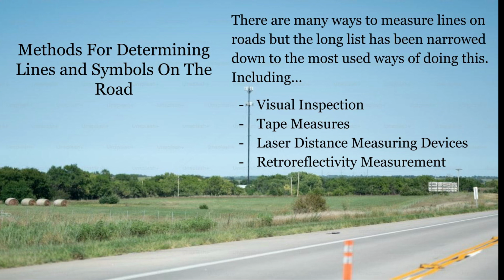Tape measure. A tape measure is a manual tool used to measure the length, width, and spacing of road lines. It consists of a flexible ribbon or strip of material marked with linear measurements. Laser distance devices, such as laser rangefinders or distance meters. These devices utilize laser technology to measure distances accurately and efficiently. Retroreflectivity measurements, which assess the reflective properties of road markings, specifically their ability to reflect light back to its source, such as vehicle headlights.